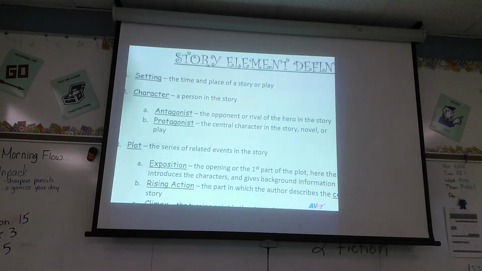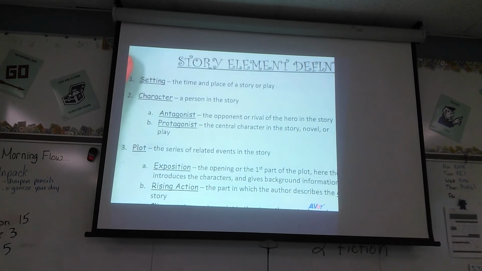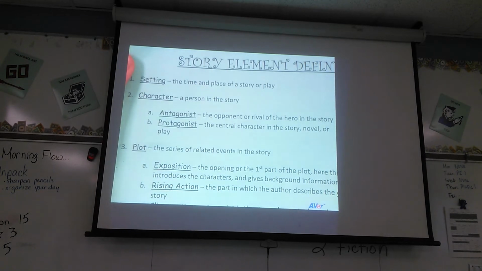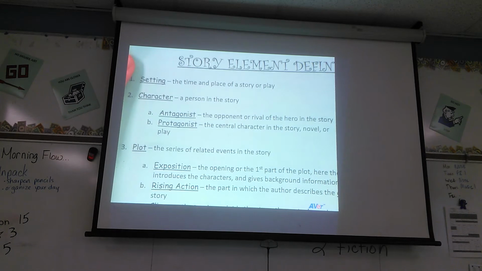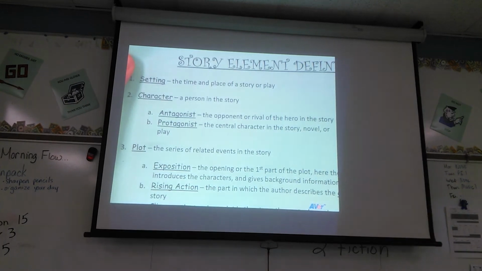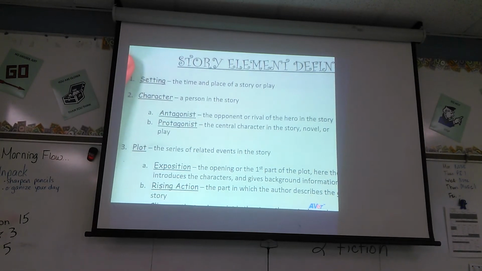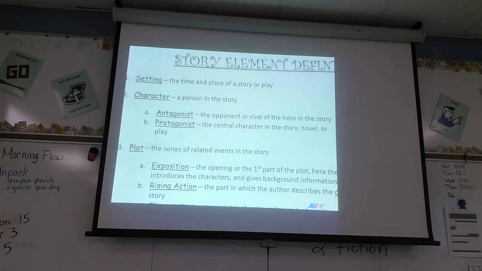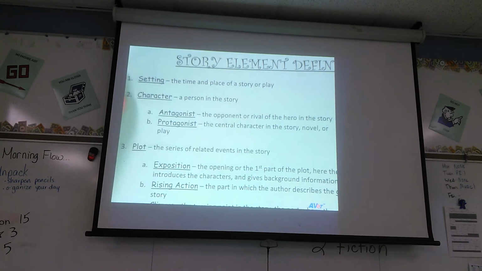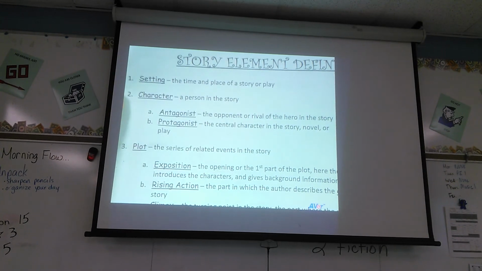Okay, so we're pretty familiar with the setting. Setting has two parts: the physical setting, the where, and what we call the temporal setting, the time. Okay, is it set in present day, or is it set historically back, or is it set in the future? Do we have information about the season? Do we have information about the time of day? Okay, that's time.